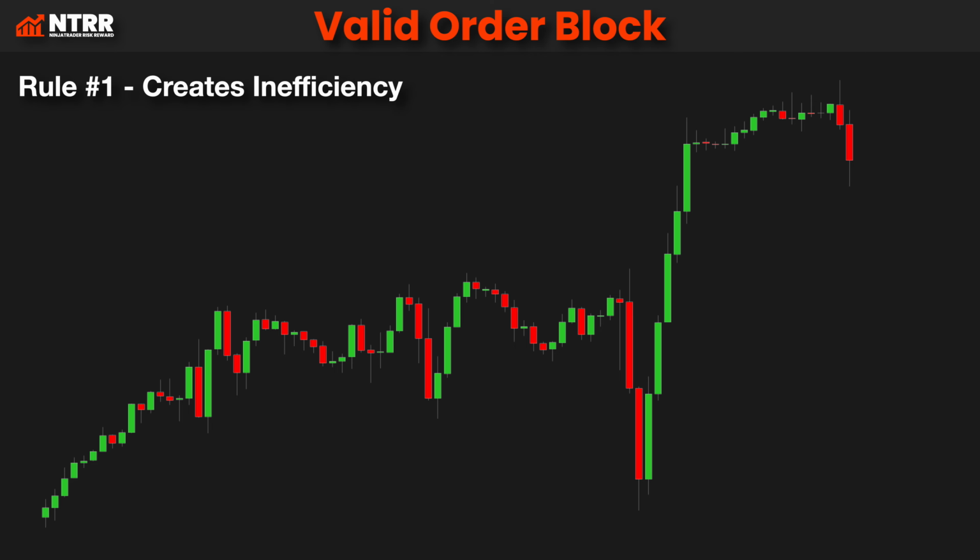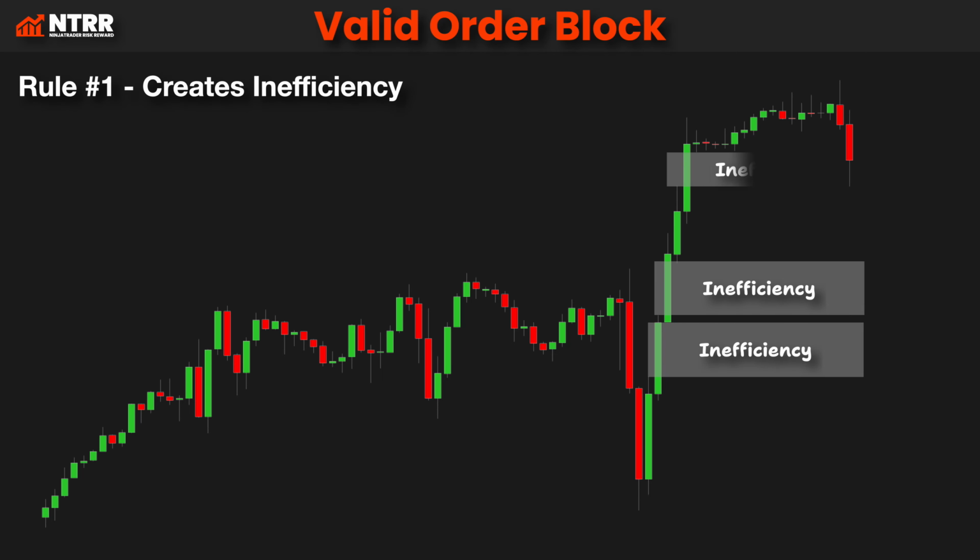Rule number 1, inefficiency. A valid order block must create inefficiency in the market. Inefficiency happens when price moves quickly in one direction, leaving behind gaps or thinly traded areas on the chart. These moves indicate strong institutional activity, as large buy or sell orders drive the market with enough force to leave behind an imbalance. To spot this, look for sharp, impulsive price movements where candles leave minimal overlap between their wicks. For example, just like we have here, when price shoots upward from an order block, leaving behind a series of clean bullish candles, that inefficiency signals a valid block.